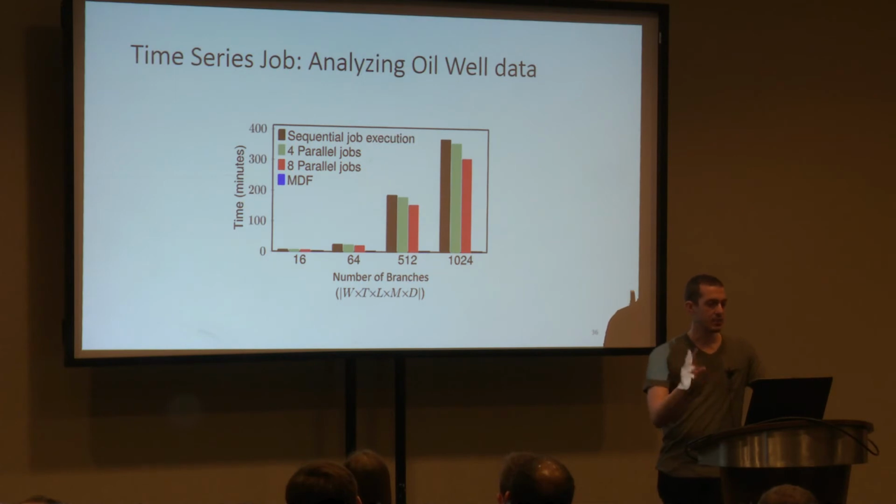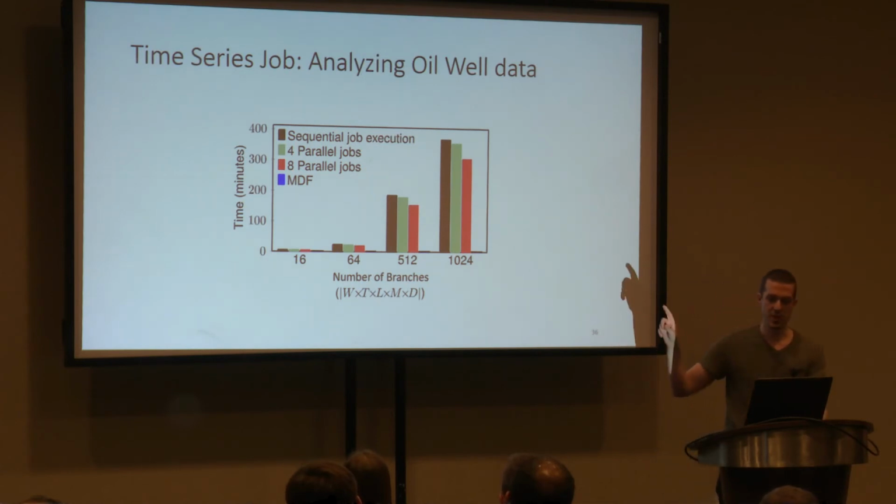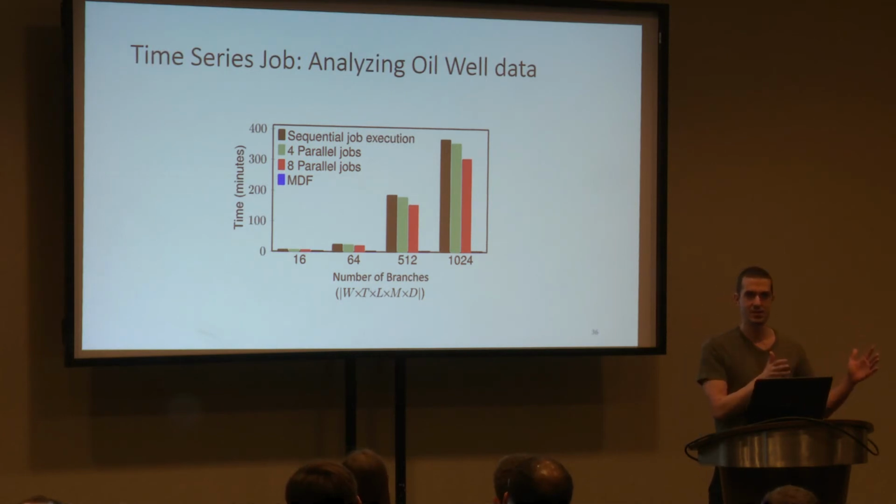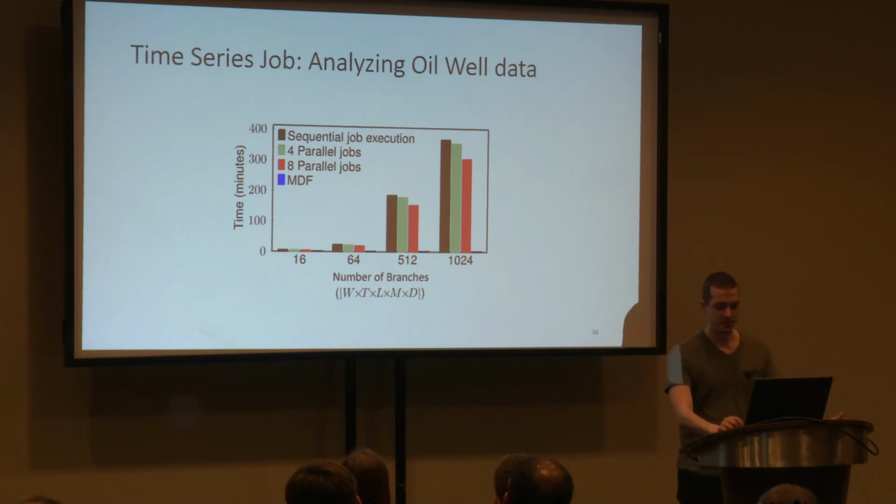When we run parallel, we run two different versions. The green bar is, we are submitting 4 parallel jobs at the same time. The red one, we are submitting 8. And in both cases, you see that it improves slightly over sequential, and this sort of suggests that when we were running sequential, we were not really fully utilizing the cluster. So that's why this performs a little bit better.